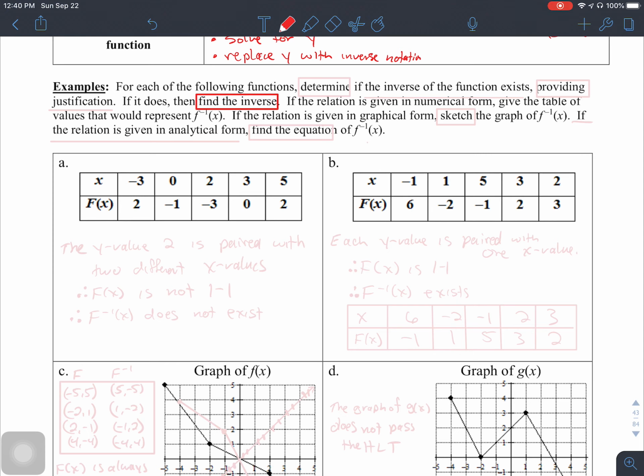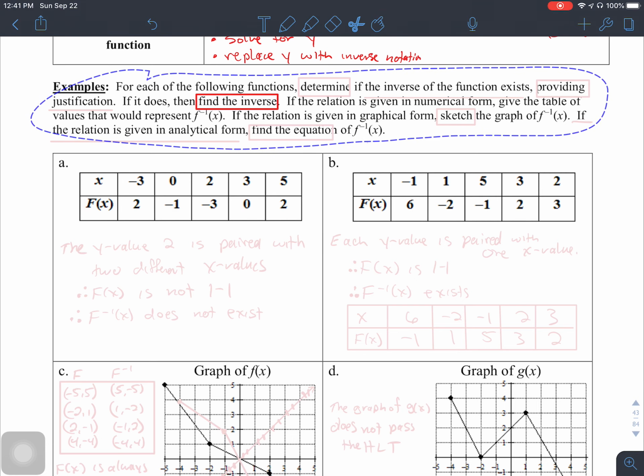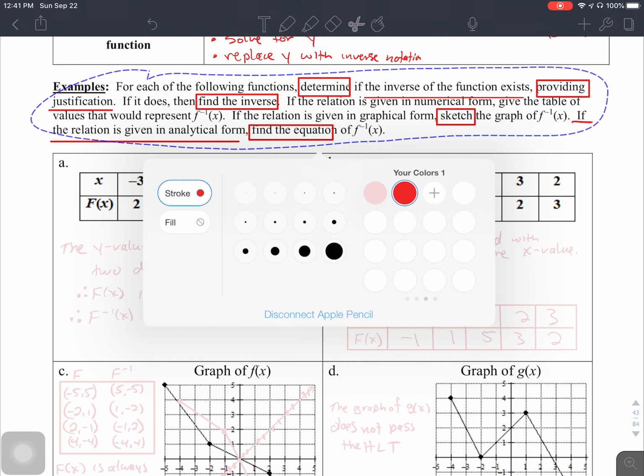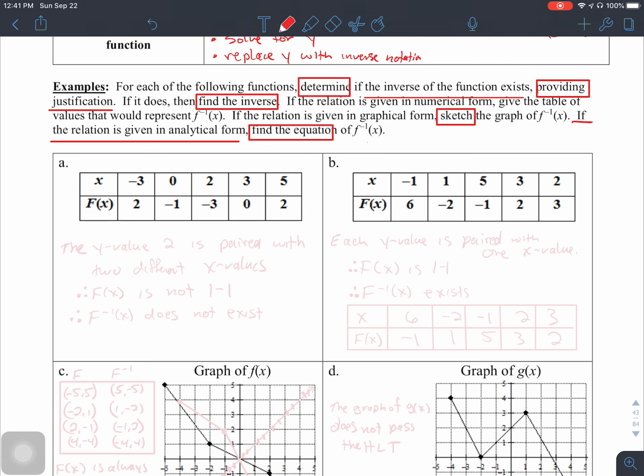If the relation is given in numerical form, give the table that represents f inverse of x. That's like a subplot to find the inverse. If the relation is given in graphical form, sketch it. That's also a subplot. And if it's given in analytical form, find the equation. Also a subplot. These things here are the three options if you determine that it has an inverse.